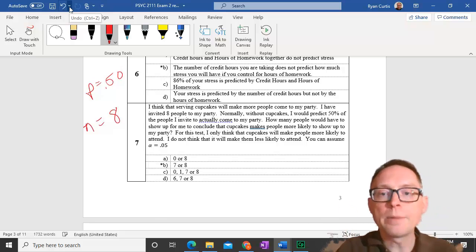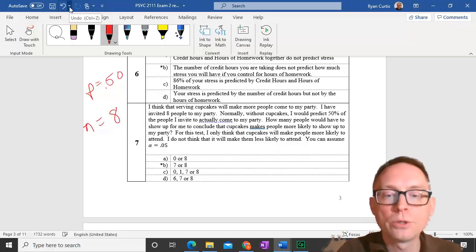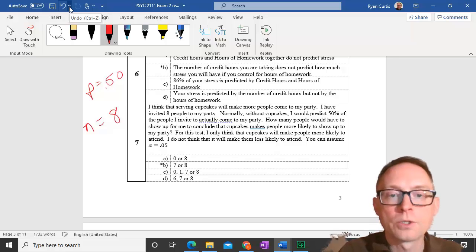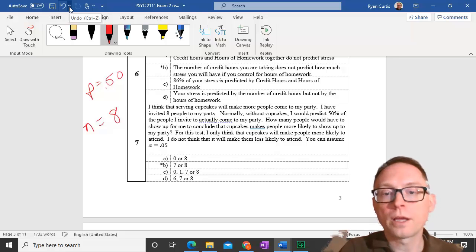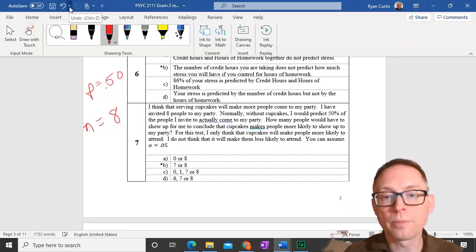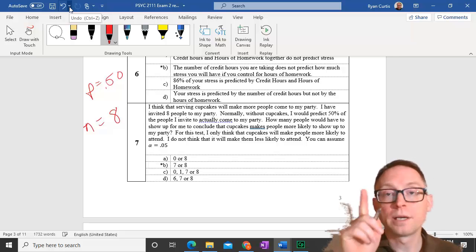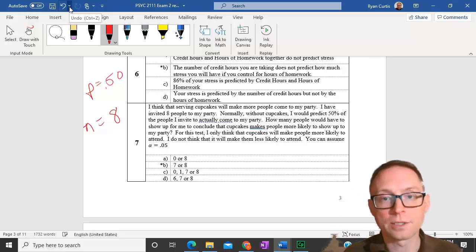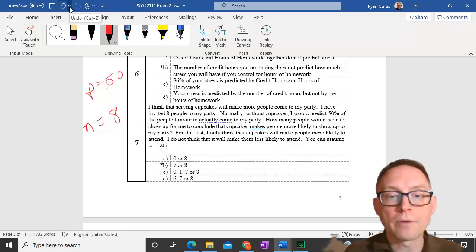How many people would have to show up for me to conclude that cupcakes makes people more likely to show up to my party? For this test, I only think that cupcakes will make people more likely to attend. I do not think that they will make them less likely to attend. That's saying that this is a one-tailed test. I only think they're going to make them more likely to attend, not less likely. And we can assume that alpha equals 0.05.